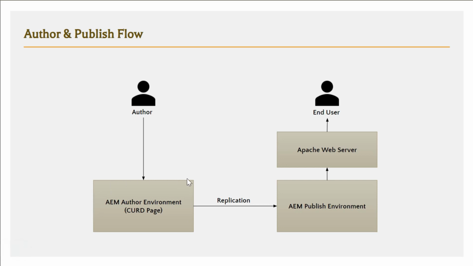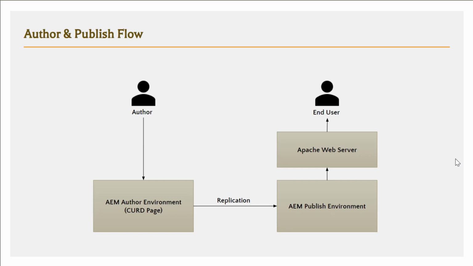The publishing of a page from the author environment to the publish environment happens through something called replication agents. Replication agents are just some kind of code running on the author instance. This code gets triggered, and it is responsible for copying the page from this environment and pasting it onto this environment.